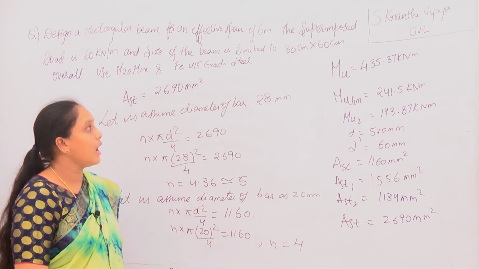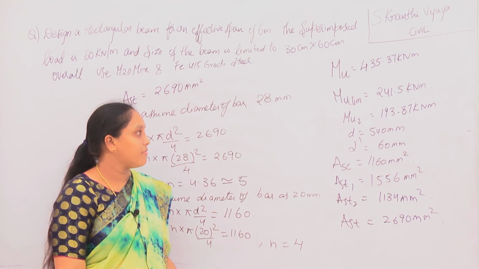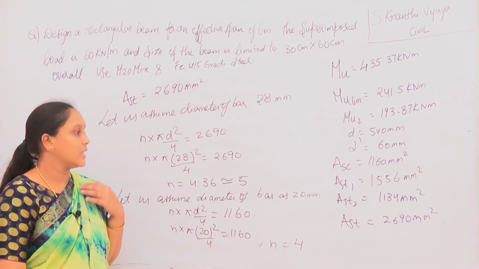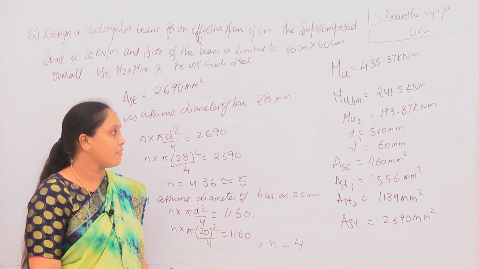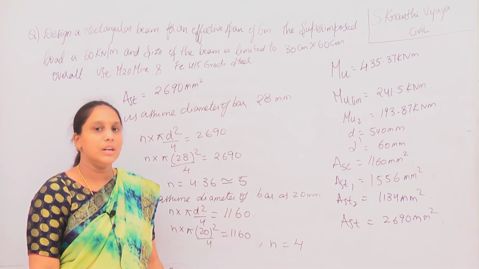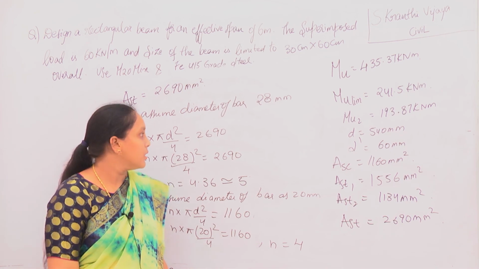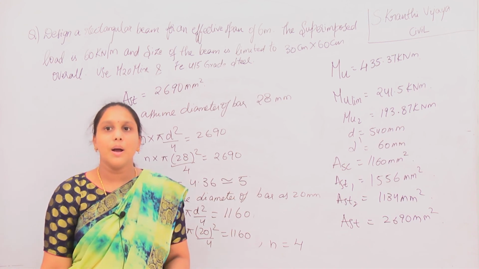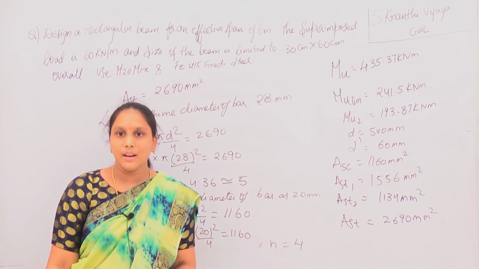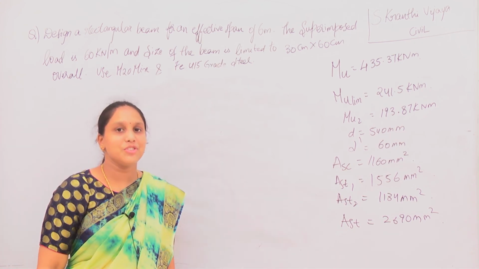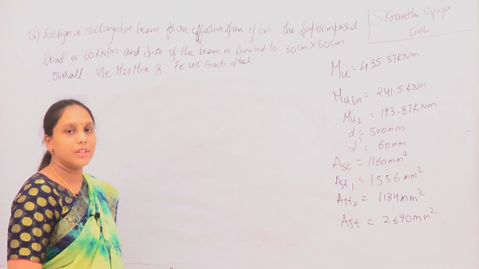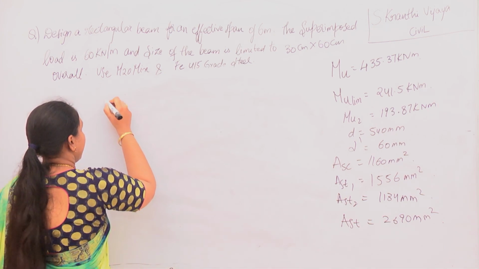So this is the way how we have to design. The final step, while designing, is that you have to check for the maximum area of the tensile reinforcement. So now let us check for the maximum area of the tensile reinforcement.